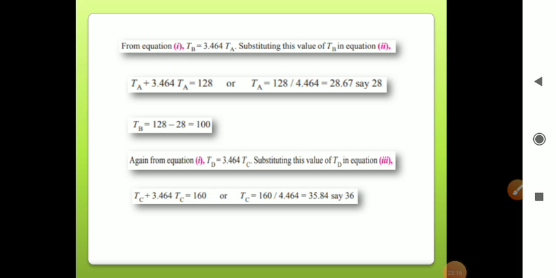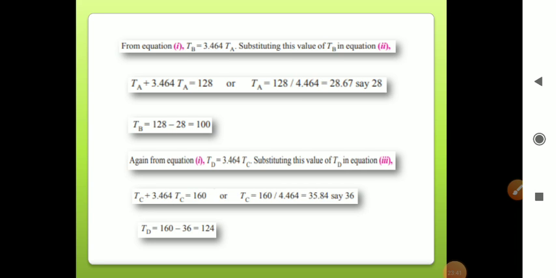So TC is equal to 36. Again put in equation number 3. Sorry, TC into TD is equal to 160, so TD is equal to 160 divided by TC. So 160 divided by 36 comes around 124. So here we got the values of TA, TB, TC and TD. This is our main finding.